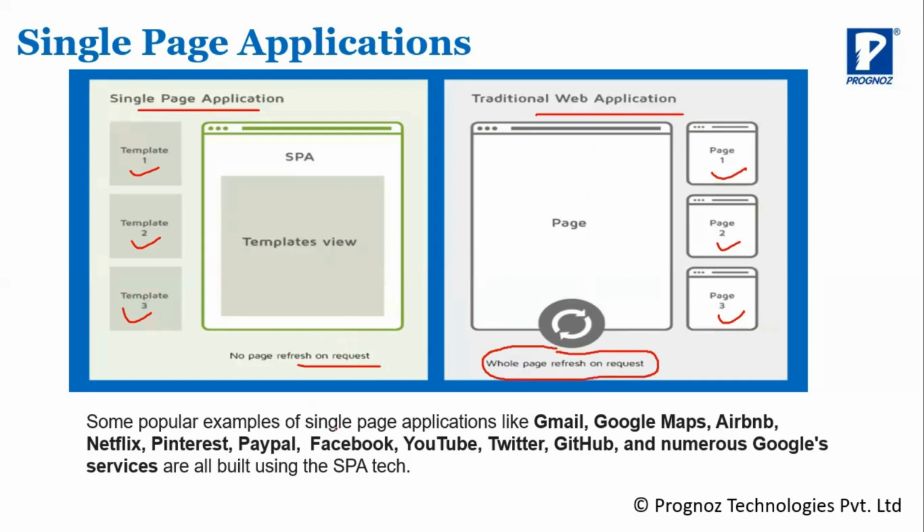Some popular examples of single page applications where Angular is mostly used are Gmail, Google Maps, Airbnb, Netflix, Pinterest, PayPal, Facebook, YouTube, Twitter, GitHub. So many applications like these are single page applications. Even if तुम Gmail पे भी जाते हो, कोई भी option click करते हो, it is not going to refresh the entire page. Okay, and you already saw the YouTube example. So this is nothing but single page applications.